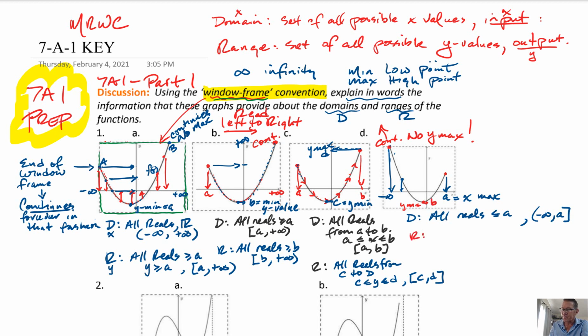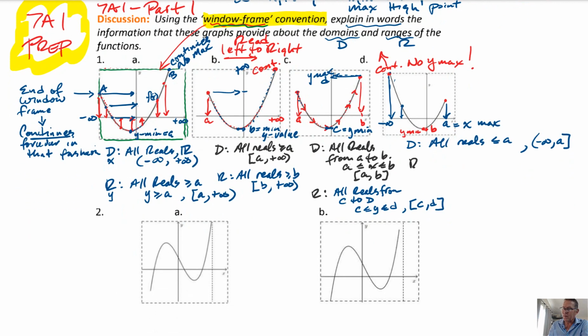So the range is equal to all y values, all reals. These are always real numbers, by the way. We're not on the complex plane. We're on the xy coordinate plane, on a real plane. So all reals greater than or equal to b. And you can write that as b to positive infinity. If you keep going up on the y-axis here, it goes to positive infinity. Going down to negative infinity, going up to positive infinity.